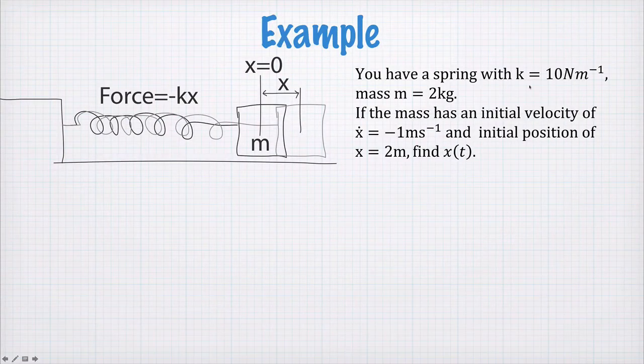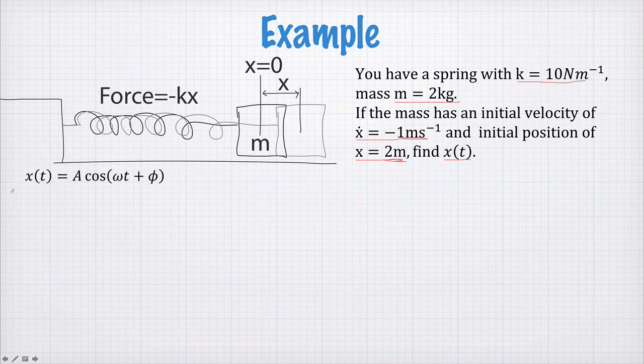Okay, so let's work our way through an example here. We'll start with a spring that has a constant of 10 newtons per meter, and a mass of 2 kilograms. The initial velocity of the mass is negative 1 meter per second, so it's moving in the negative x direction. But its initial position is at positive 2 meters. And our job is to find the position x as a function of time.